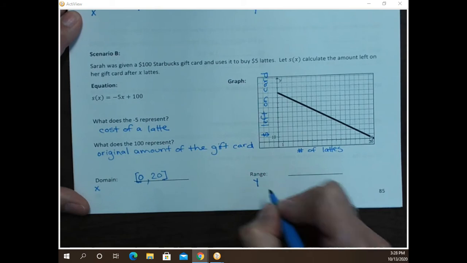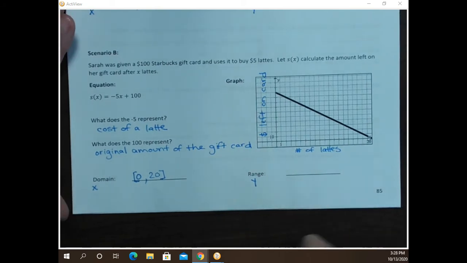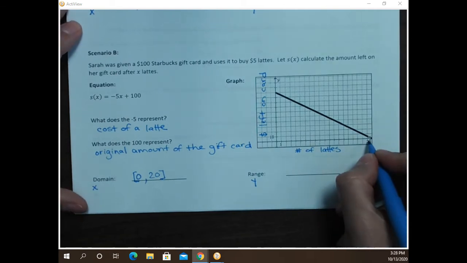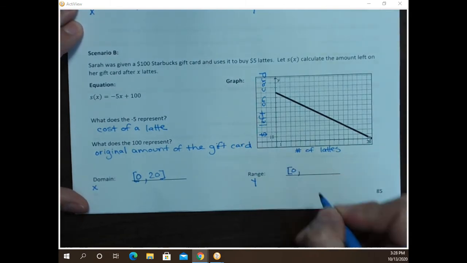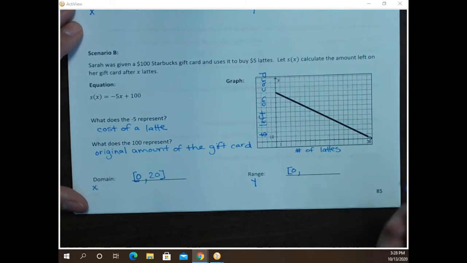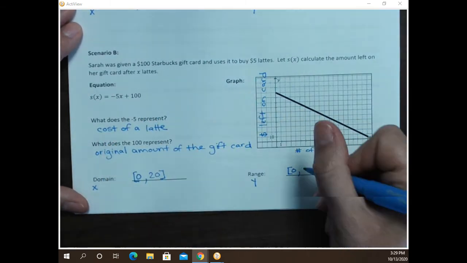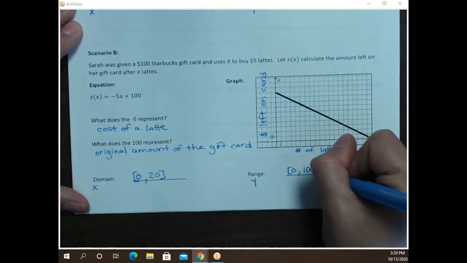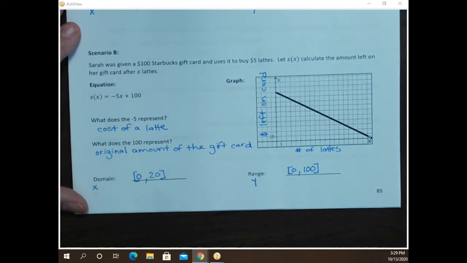For our range then, our Y values, we're looking at the amount on the card. So what's the smallest amount I could have on the card? Well, that would be nothing if I spend all the money. The biggest amount I could have on the card would be what I start with, that $100. And again, brackets because I actually can have those values.